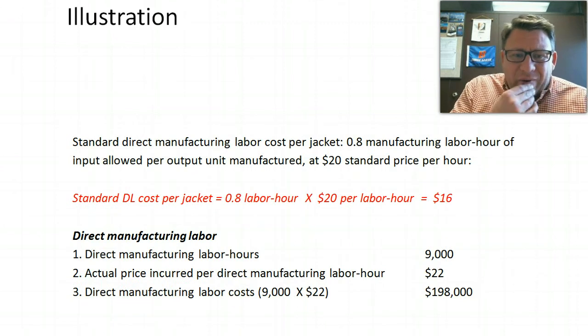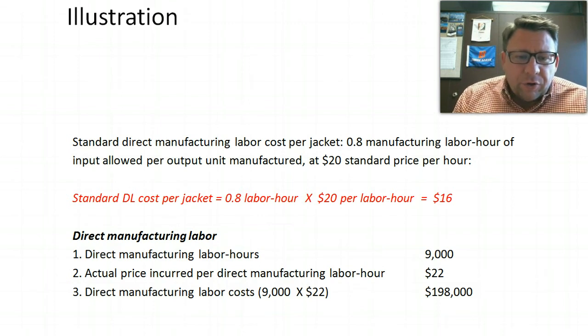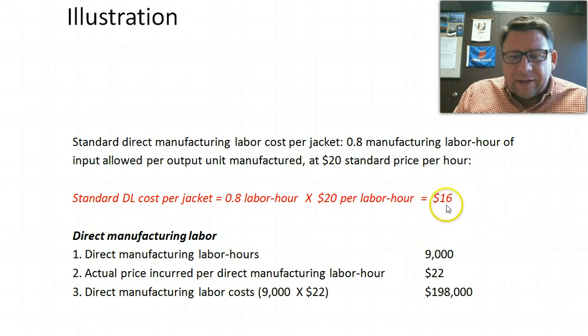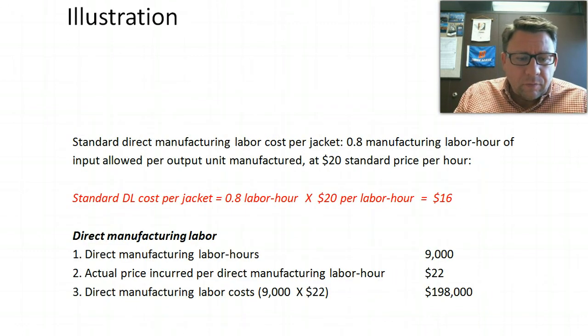All right, direct labor. In this case, we have a standard. It's 0.8 manufacturing direct labor hours to produce one jacket, and the standard rate is $20 an hour. So per jacket, it's $16 of direct labor, and again, we saw that information right here. And then our actual information, we actually used 9,000 direct labor hours. Our actual price was $22, and you see the total amount there.